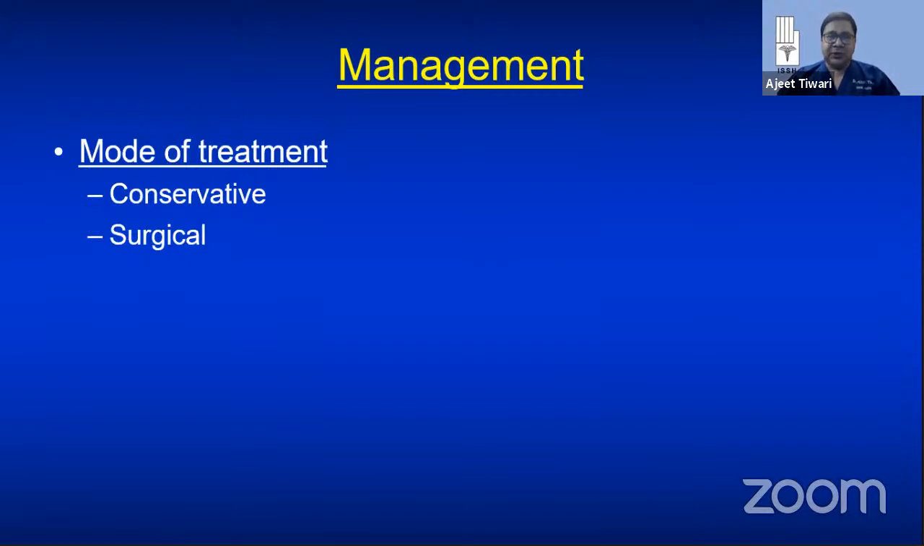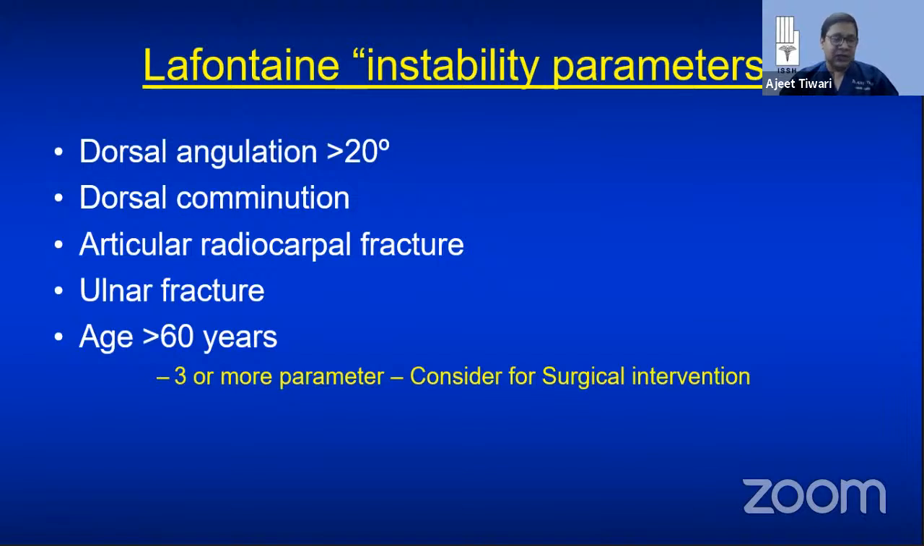There are two modes of treatment: conservative and surgical. How do we decide where to go for conservative treatment and where to go for surgery? The pendulum swings to one side depending basically on the LaFontaine instability parameters. LaFontaine has described five components: dorsal angulation of more than 20 degrees, dorsal comminution, articular radiocarpal fractures, ulnar fractures, and age more than 60. If three or more parameters are present, the patient is a candidate for surgical intervention rather than conservative treatment.